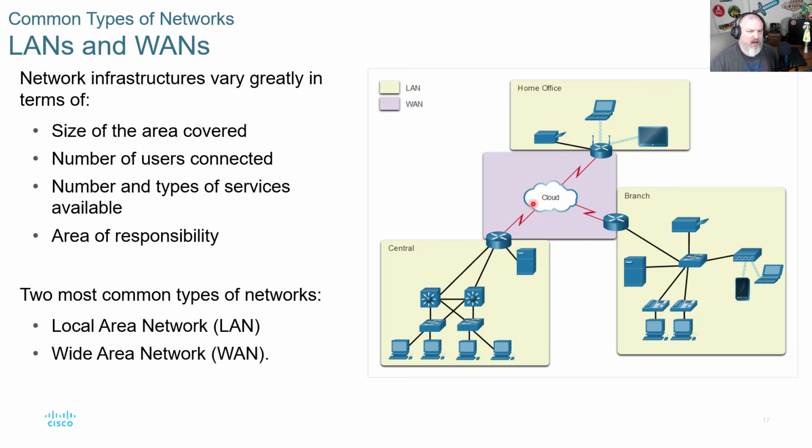A good way to tell these apart, and it's not always the case, but a good way that I use to tell them apart is if I have end devices in here, that's usually a local area network. And then when it's just intermediary devices, that's a wide area network.